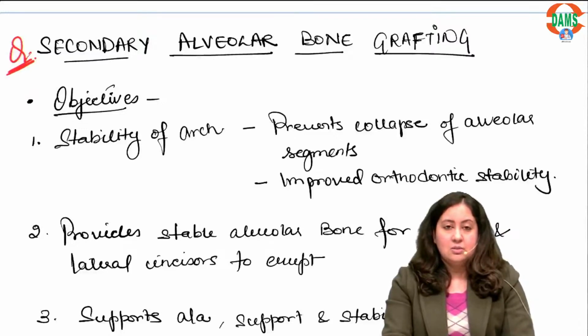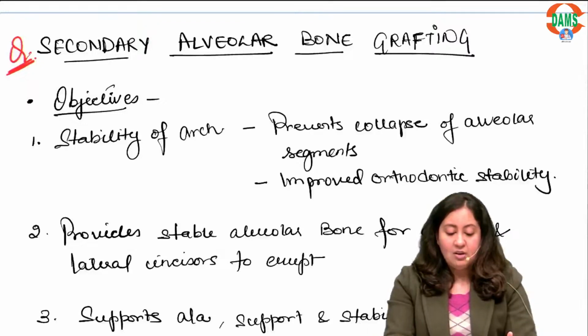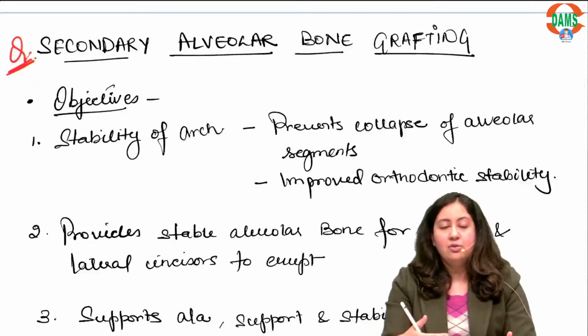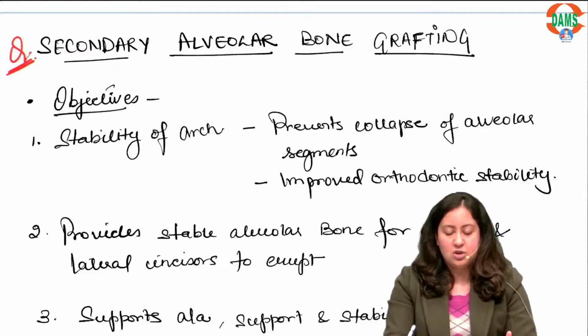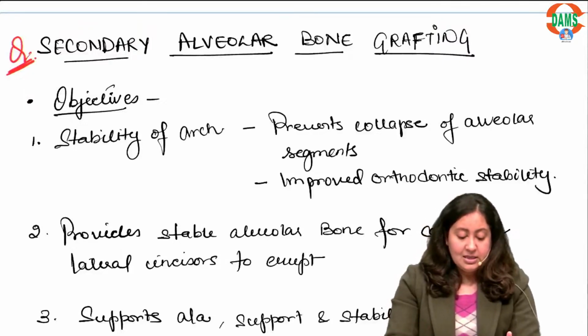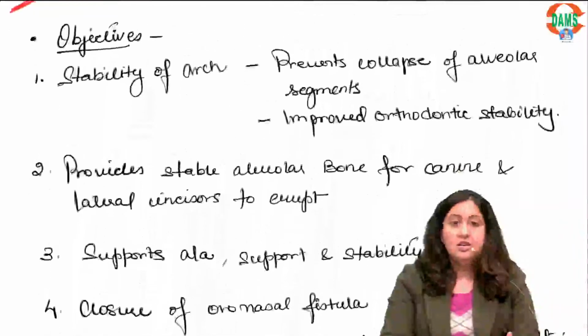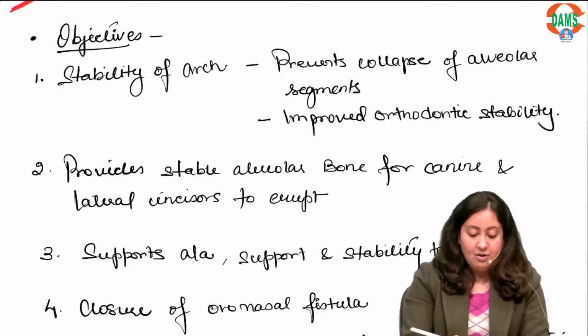cleft alveolus. Now when we are doing a secondary alveolar bone grafting, we time it accordingly. I have a chart of at what all stages you can do an alveolar bone grafting, and that chart is important. Now we have to time that according to the eruption of the teeth or the mixed dentition phase. That we'll see later. Now let's come to the objectives or the reason for secondary alveolar bone grafting.